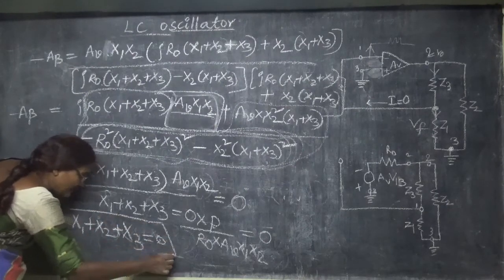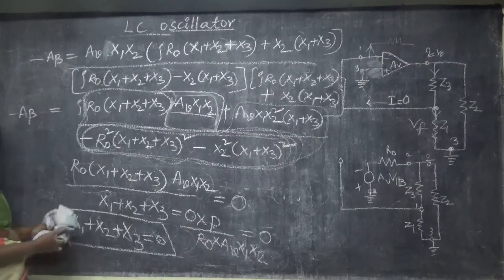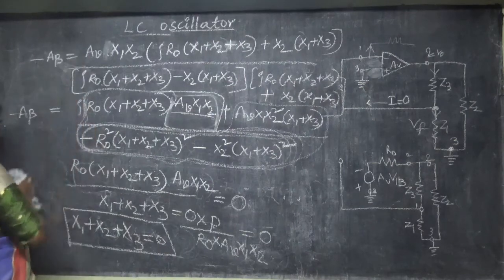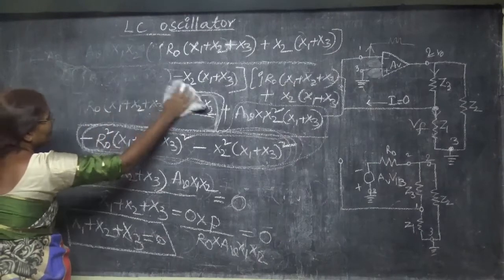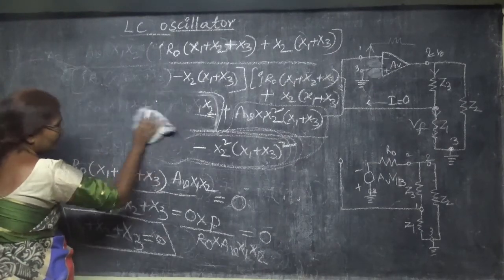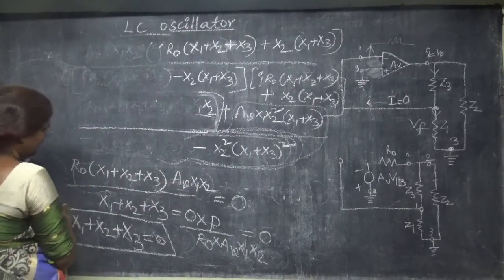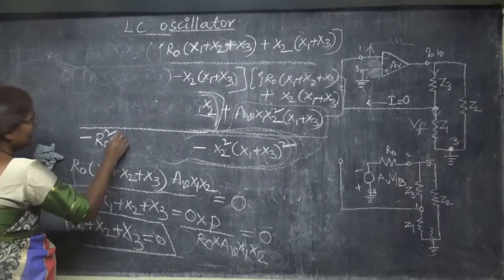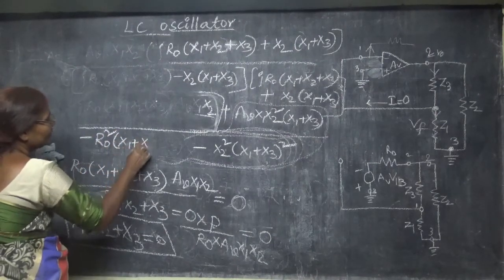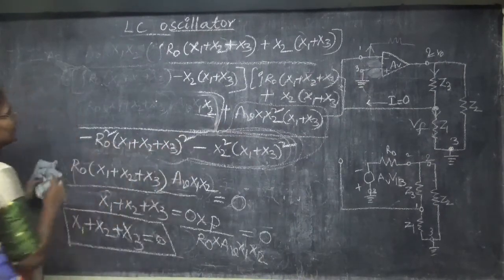So this is the equation I got when I made the imaginary part equal to 0. This is equation number 1. Now, what is my real part going to be? Let me have R0 square into (x1 plus x2 plus x3) whole square. This is my real part, which is important now.